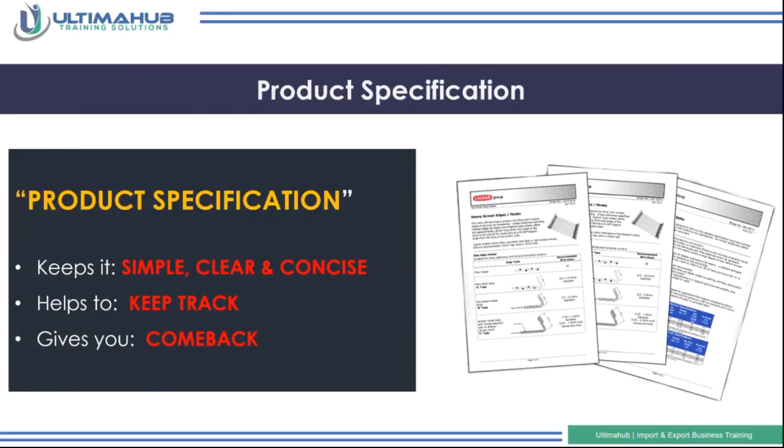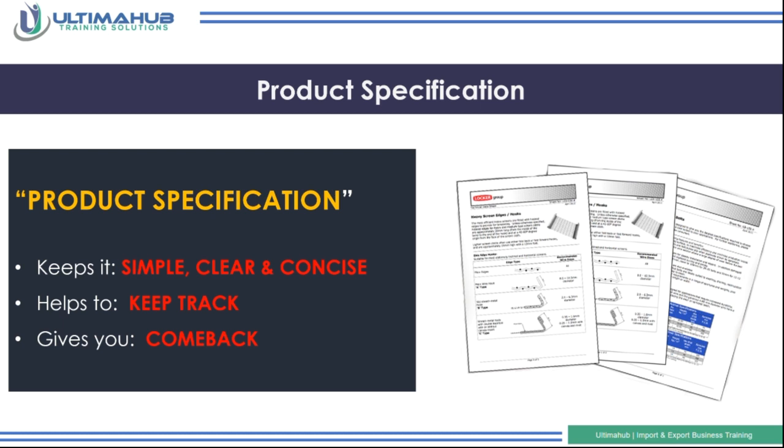The product specification document. We've made this because it makes it very, very clear. Simple, clear and concise, as you can see on the slide. This is the only way, the best way that you have to give your detailed instructions to your supplier so that they know what to make for you. Also, it helps you to keep track of your complete product.